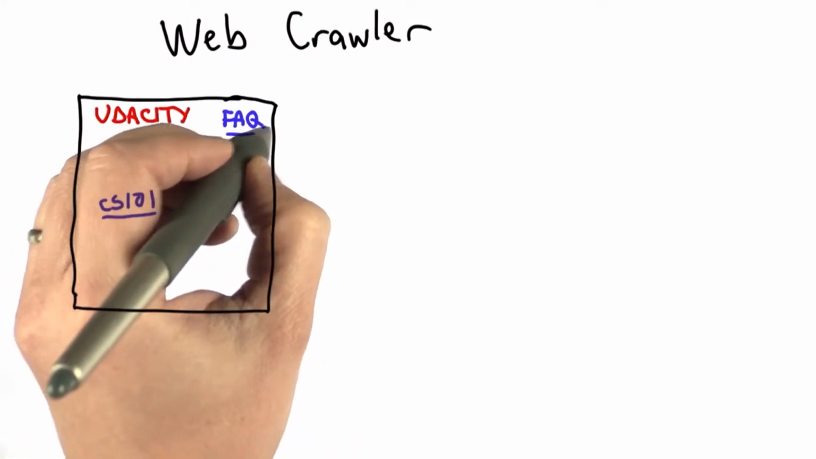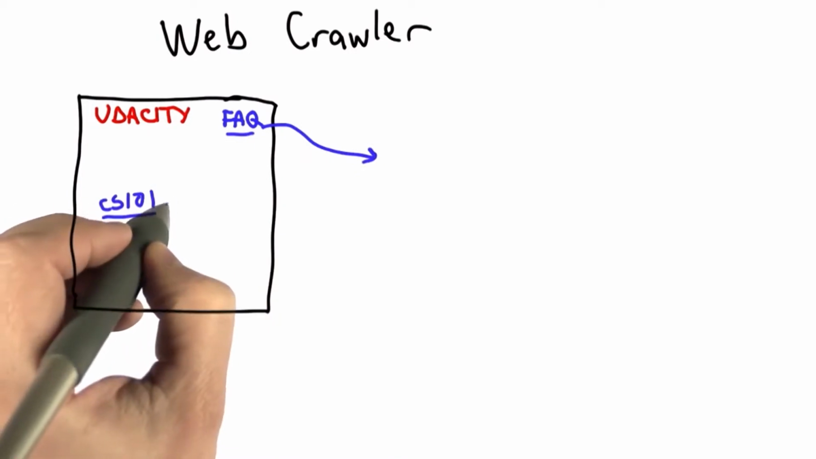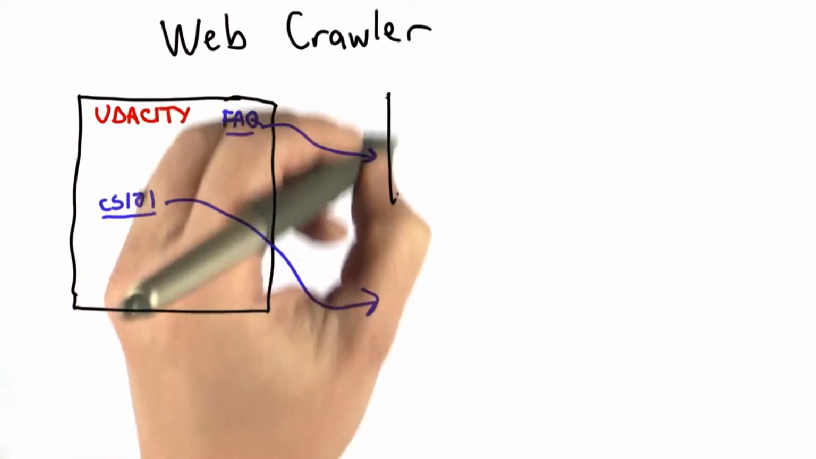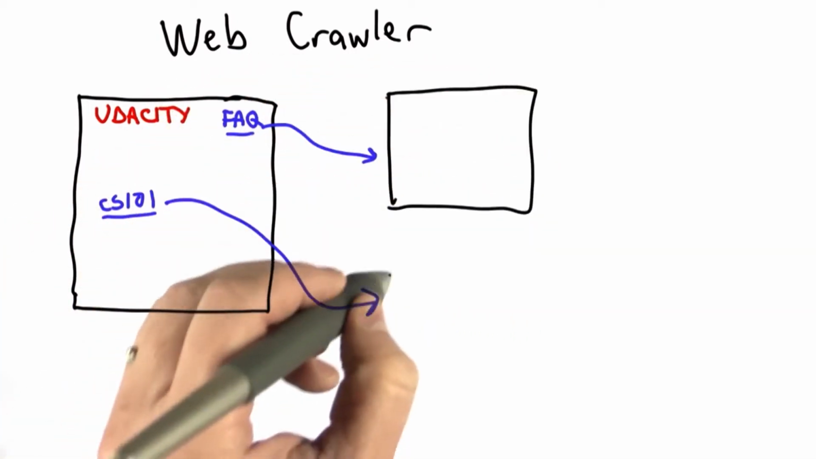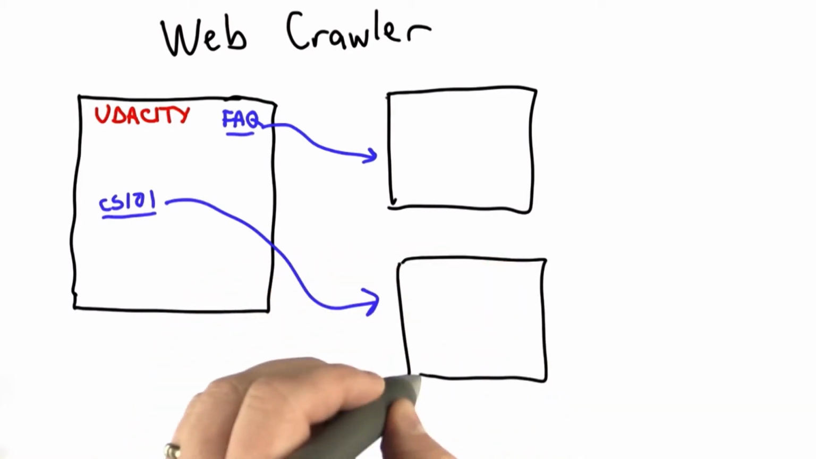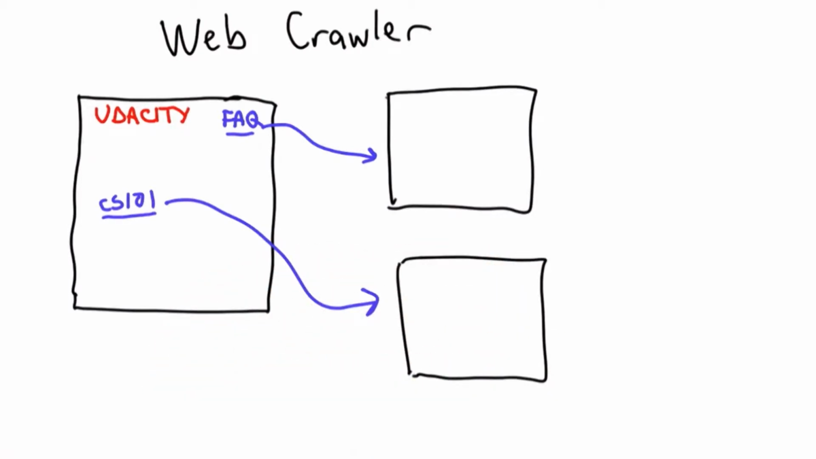The important thing that it has is links. And a link is something that goes to another page. So we have a link to the frequently asked questions. We have a link to the CS101 page. There's some other links on the page. And that link may show up in your browser with an underscore. It may not, depending on how your browser is set. But the important thing is it's a pointer to some other web page.